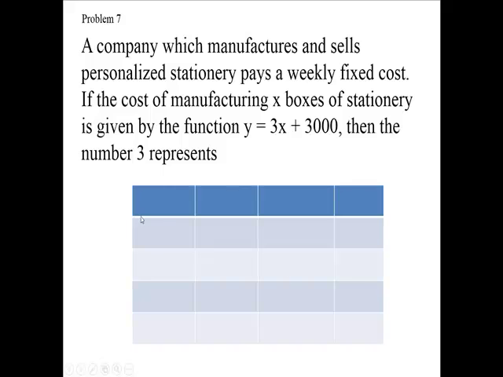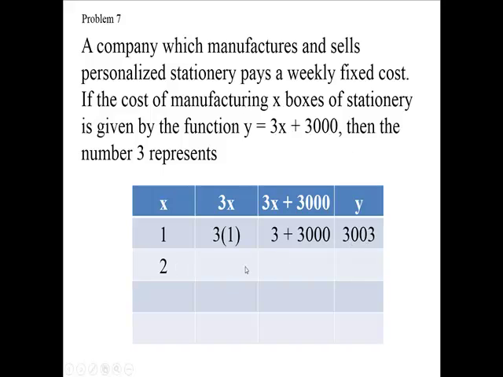Okay, let's make a little table. We'll have x boxes. We'll take that times 3, and then we'll add 3,000 to it, and we'll call that y, which is the cost of manufacturing x boxes of stationery. Okay, suppose they manufacture one box. Multiply it times 3, that's $3. Add 3,000, so the cost is going to be $3,003. Okay, this is the cost to manufacture one box.